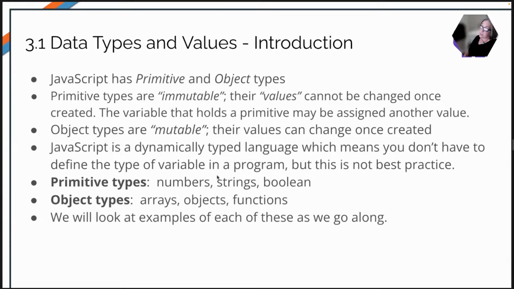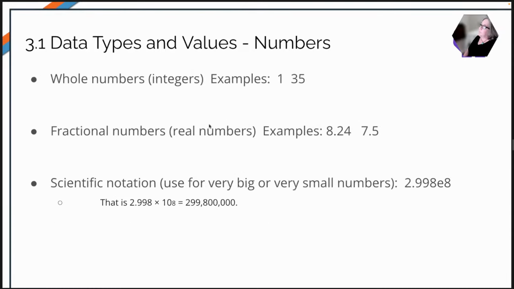Numbers, strings, Boolean. Those are three that we will touch on, especially the numbers and strings today. Object types, you've got arrays, objects, and functions. These I will briefly maybe show you an example, but these are going to be covered more later on in the course. Okay. All right.